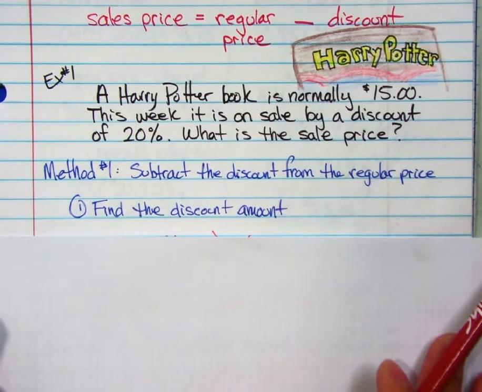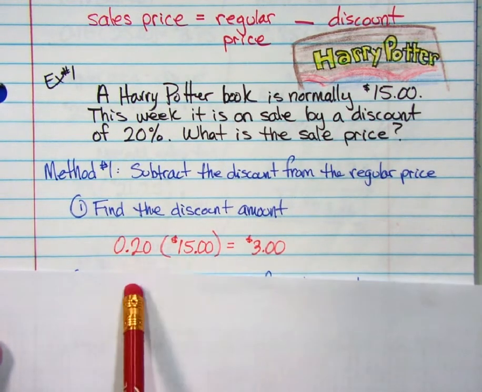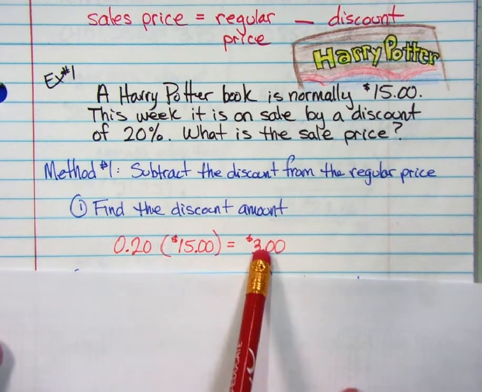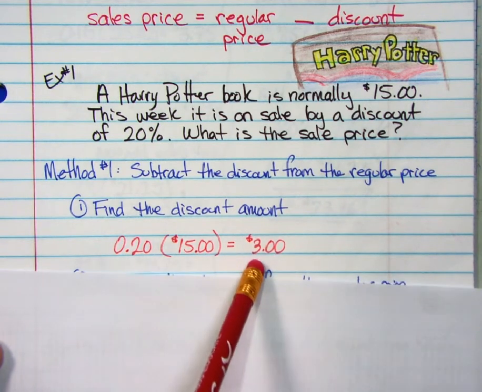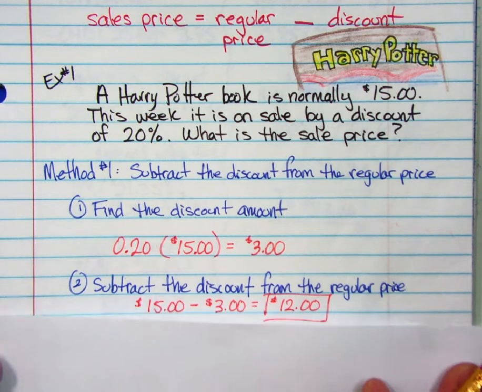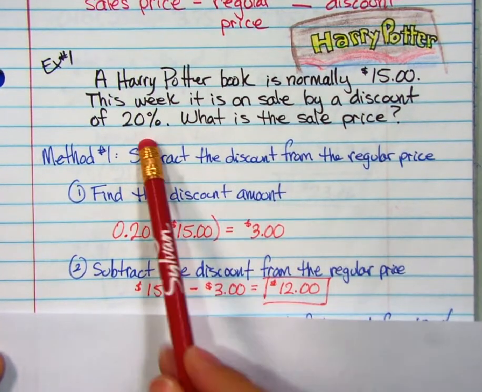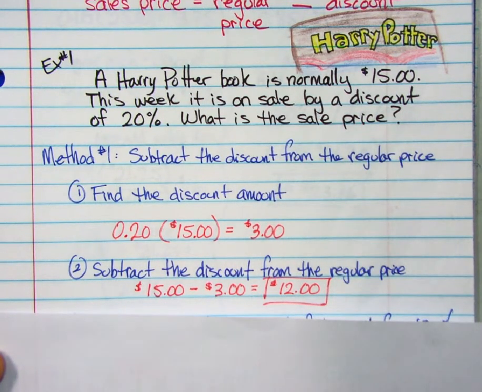So we have to find the discount amount first. And we do that by saying, okay, look, 20% as a decimal is here, $15 is here. I multiply these two out and I get $3. So $3 is not what you're going to spend, but that's what you're actually going to take off of the regular price. So we subtract that discount amount from the regular price and we find out that 20% off means I only have to pay $12 instead of $15.